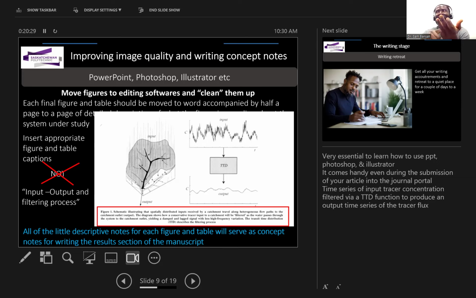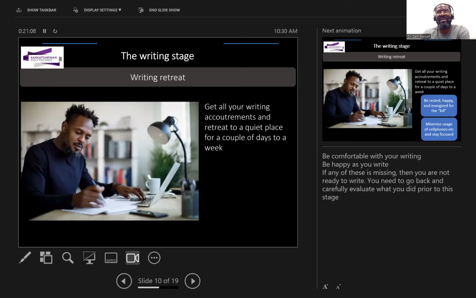So you have all your figures moved to Word with detailed descriptive notes, good figure and table captions, right? All of these little descriptive notes for each figure and table are going to serve as the concept notes for writing the results section of your manuscript later on. So now you have your figures done, your tables done, you have many pages of Word documents with the descriptive notes and everything is in there. It is now time for you to write. This is the writing stage.